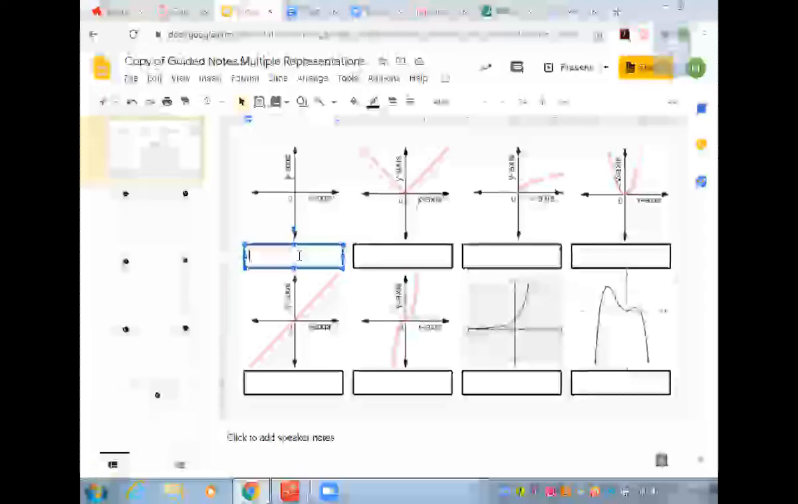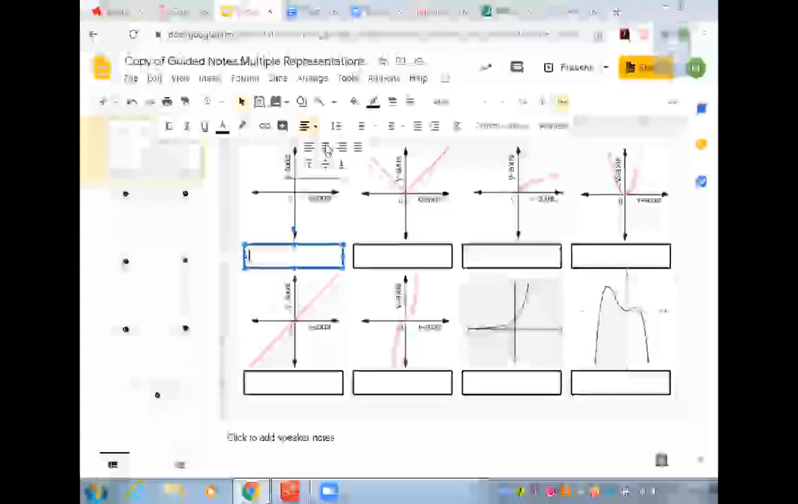So here on these 8 graphs that we've got on this slide, this first one in the top left corner, what kind of parent function is that? What would you give it a name to be? Linear? Can you be more specific than just linear?